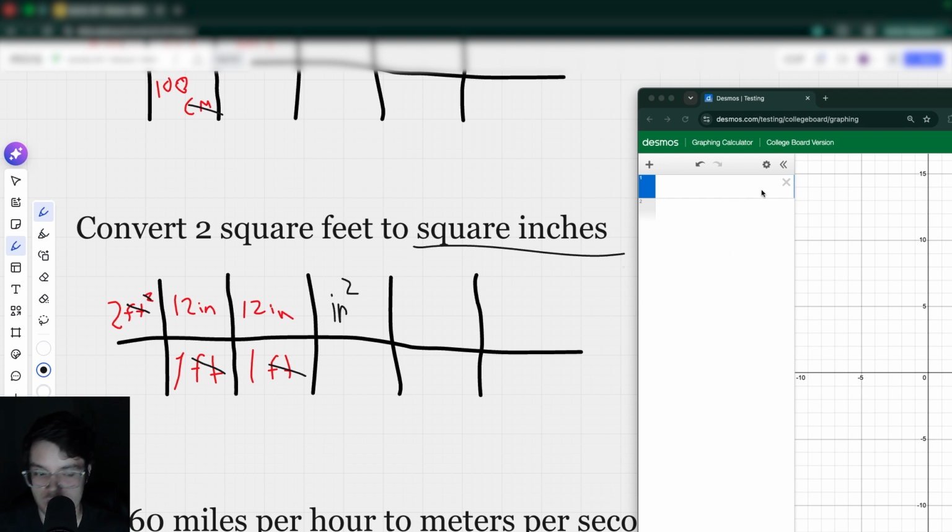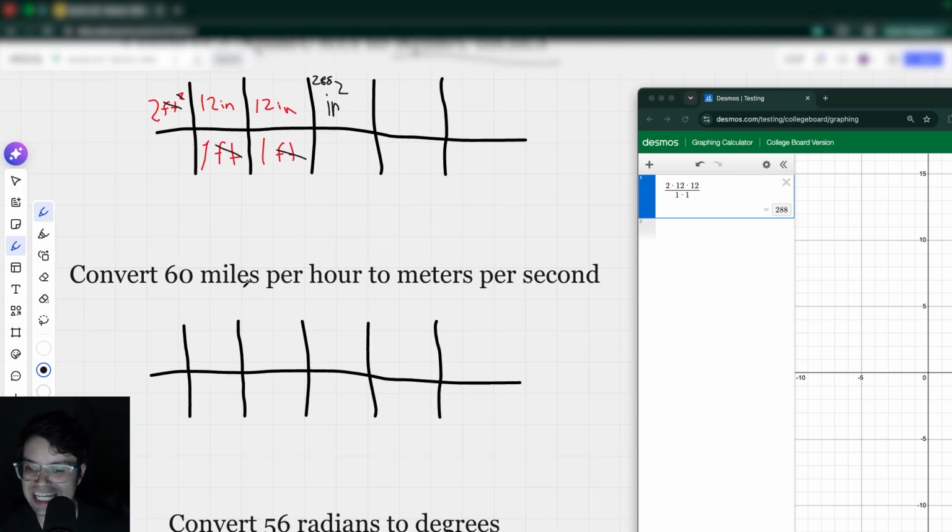So therefore, this would just be all we have to do. So 2 times 12 times 12, and then divide it all by 1 times 1. So 288 inches squared would be the answer to this. So all you have to do to get rid of this square thing is just do the exact same thing twice. Literally nothing else. If you're confusing it more than that, stop. What if you have something like this though? 60 miles per hour to meters per second.